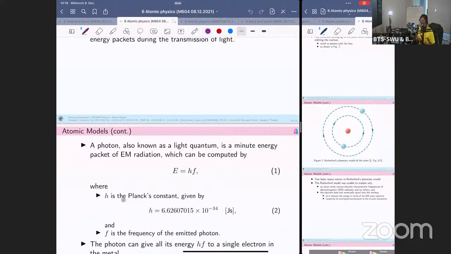This constant is dedicated to the person who discovered it, Max Planck, a professor in Germany. The value of this quantity is very, very tiny, 6.6 times 10 to the negative 34, and the unit is joule second. And f is the frequency in the standard way, in hertz, the frequency of the emitted photon.